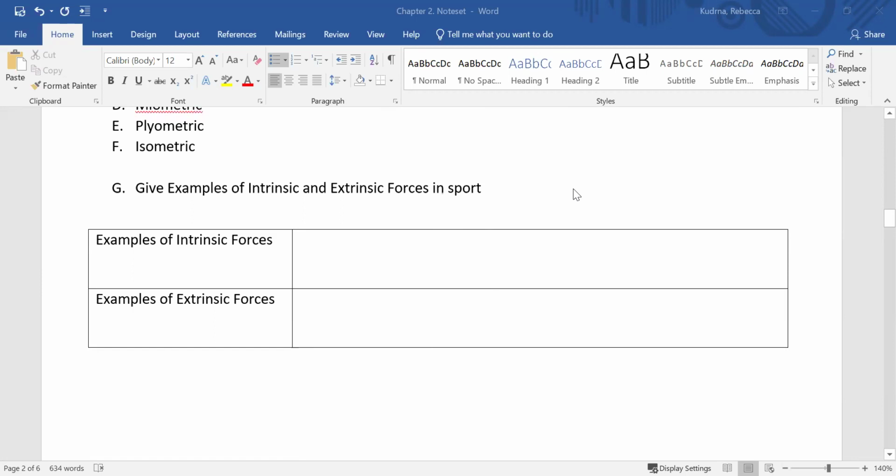The next topic was intrinsic forces versus extrinsic forces. And the book talks about how some of the forces acting on the body are outside of the body, and some of the forces acting are inside of the body. I believe you can find this on page 20.